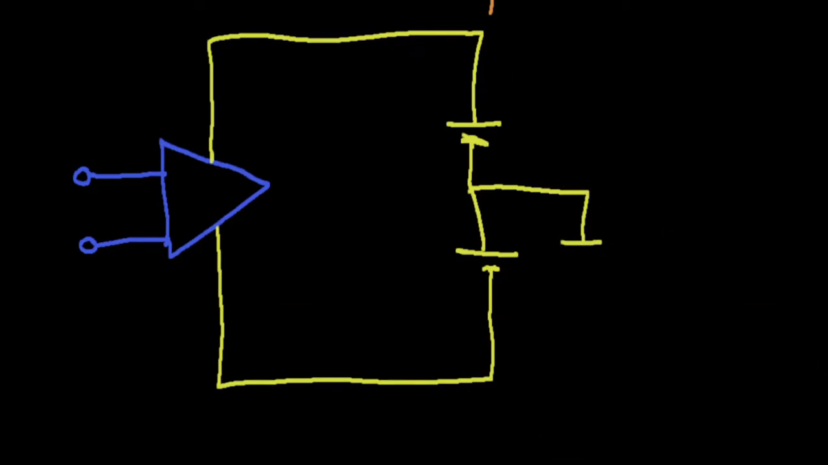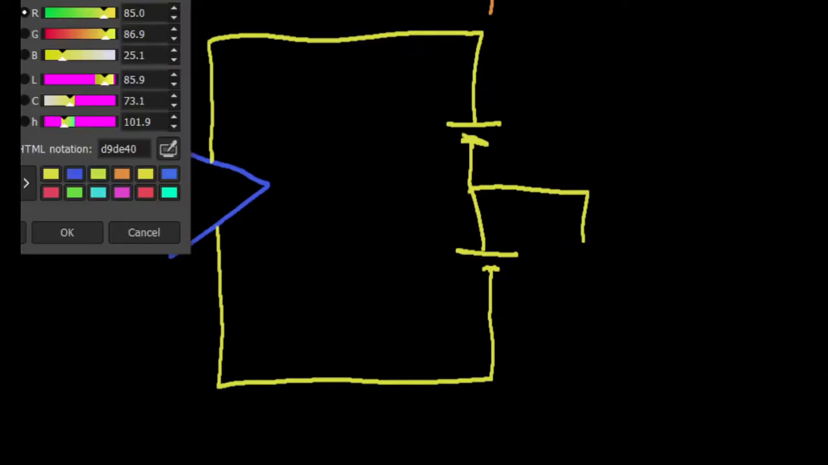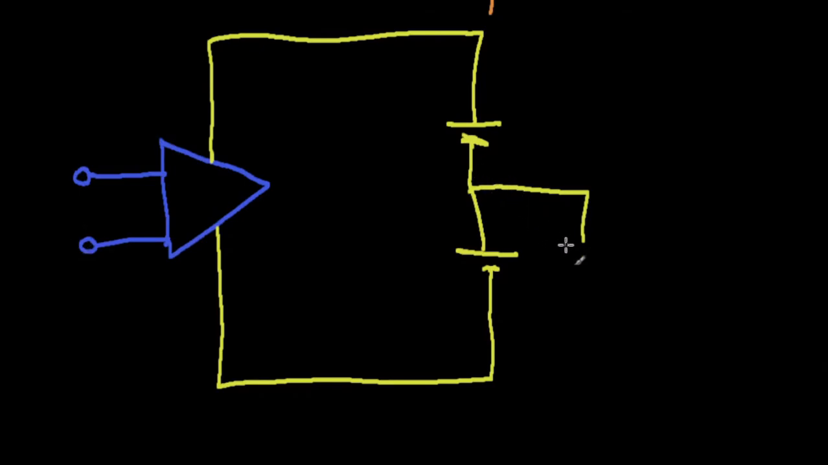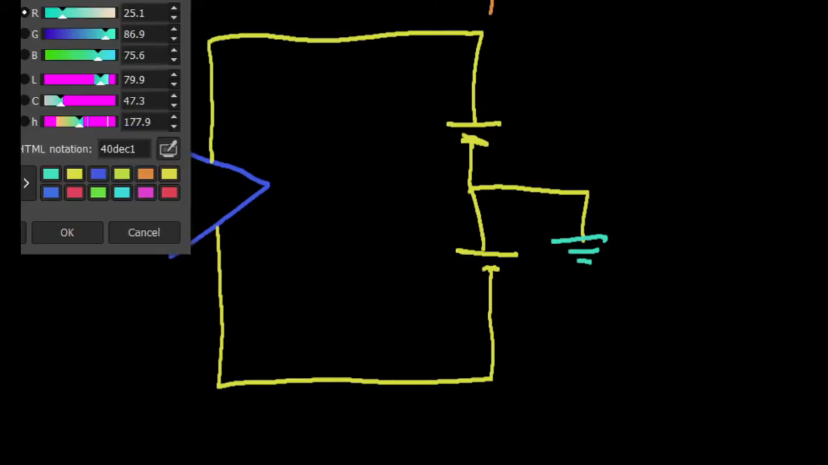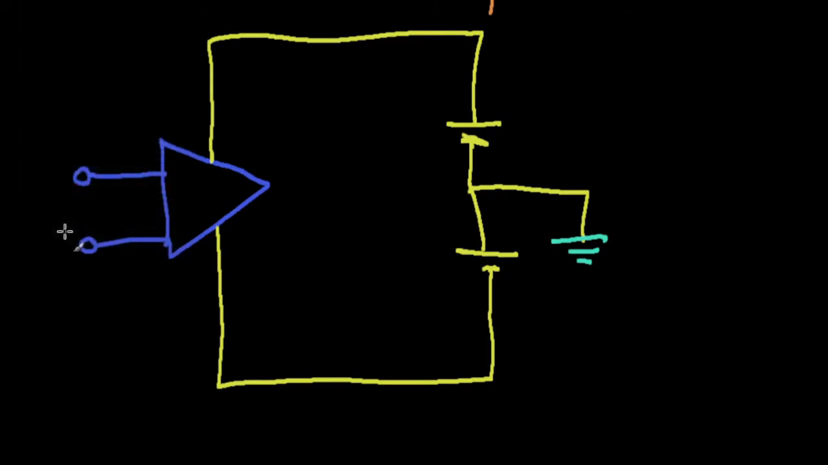Actually, that becomes a bit confusing with the cells, so I'll do this in a different color. Let's use light blue for ground. So this is your ground. Should have used green probably, but anyway, this is your ground. With that done, let's label the points. And I forgot the most important one, this is your output.